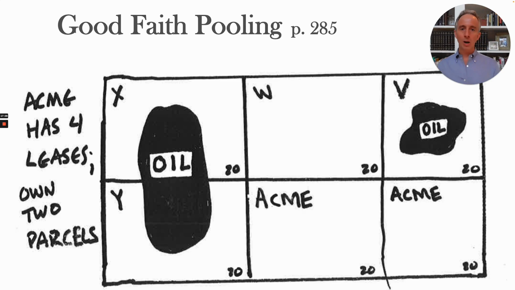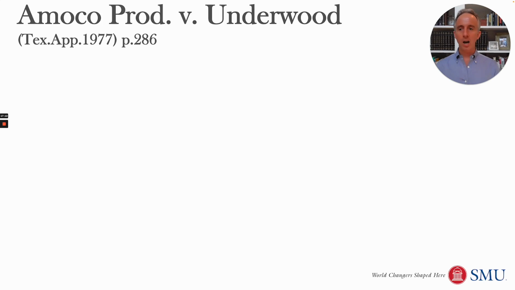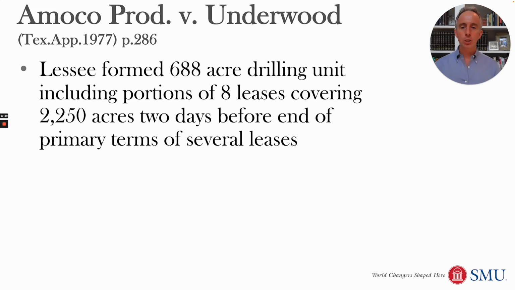Let me give you an example of a case where there was really a lot of evidence of bad faith. This is Amico Production versus Underwood. It's a case from Texas, 1977, page 286 in your book. In this case, the lessee oil and gas company formed a 688-acre drilling unit that covered 8 different leases. Those leases combined covered 250 acres.